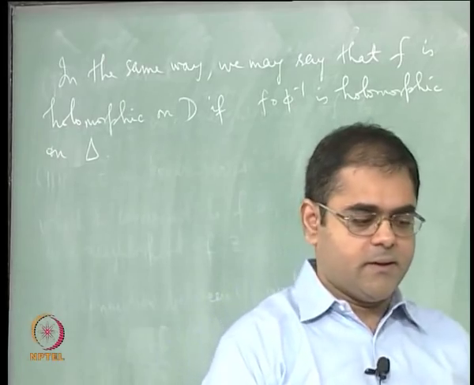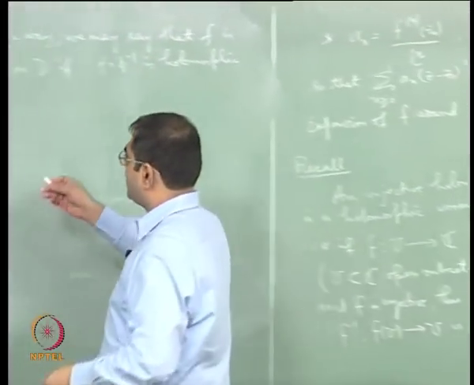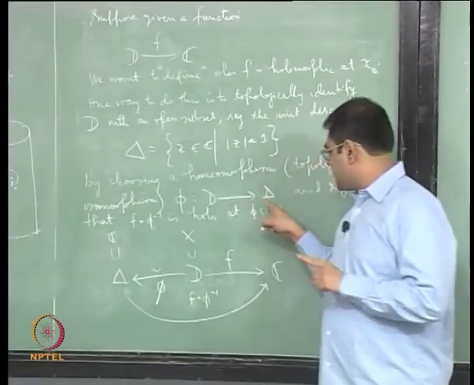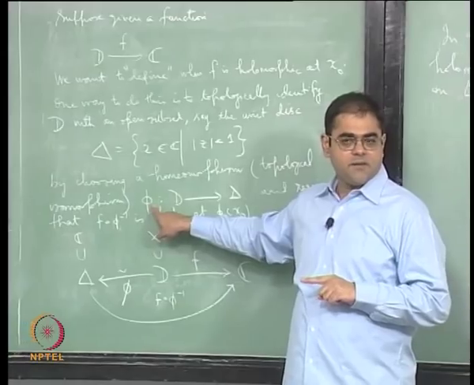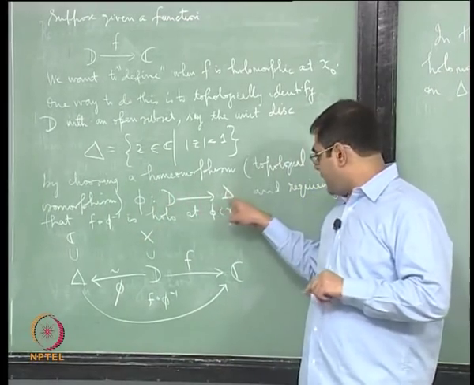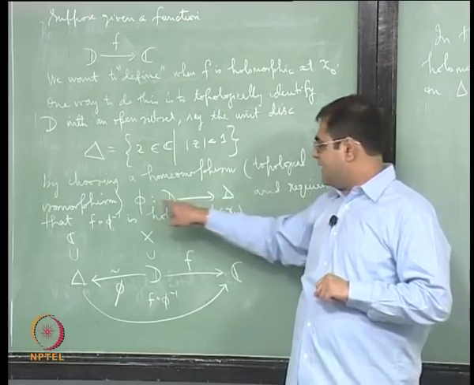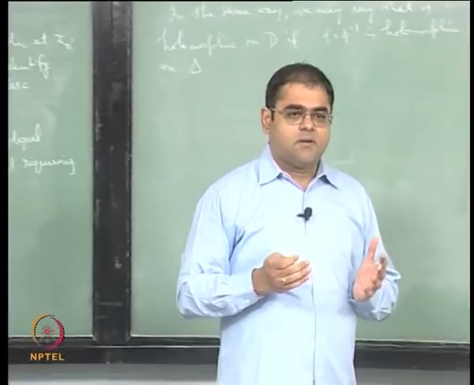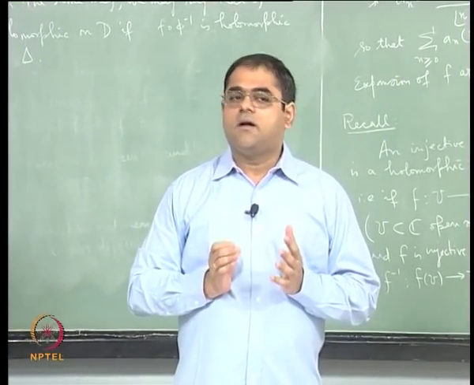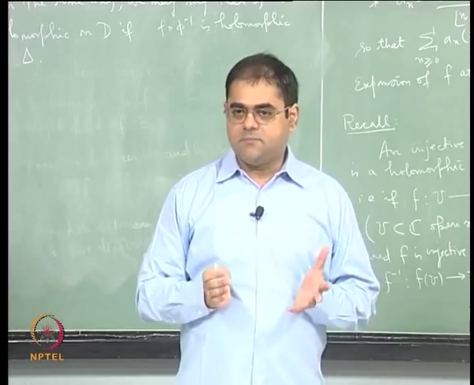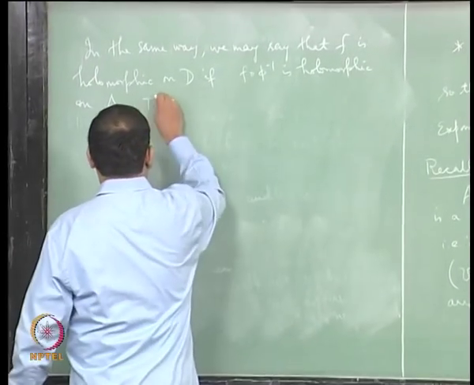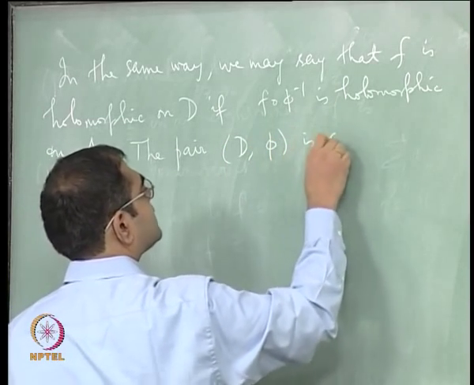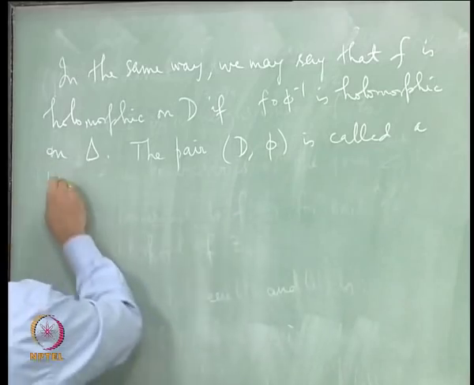Therefore you see what you can understand is that this choice of identification phi of this disk-like neighborhood with a disk, this identification and this disk-like neighborhood, is a pair of data which is what is called a chart. It is called a complex coordinate chart. So the pair D comma phi is called a complex coordinate chart.